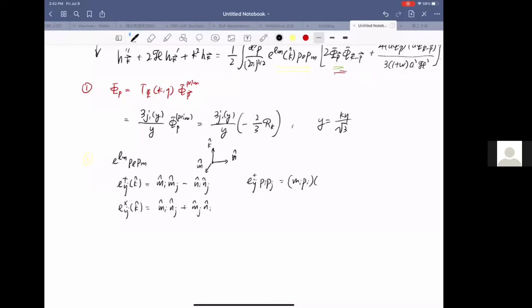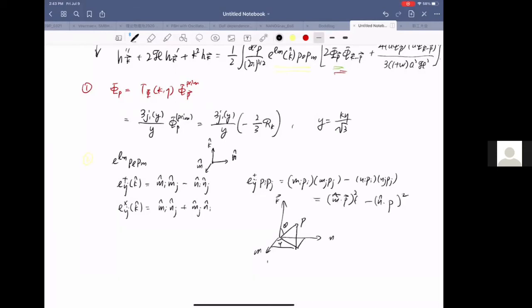m_i p_i, m_j p_j minus n_i p_i, n_j p_j. Just look at it in this way. So this is m, n, p. So you have all of these angles, theta, phi. So m_i p_i is m dot p. So let's just write it as (m dot p) squared minus (n dot p) squared.